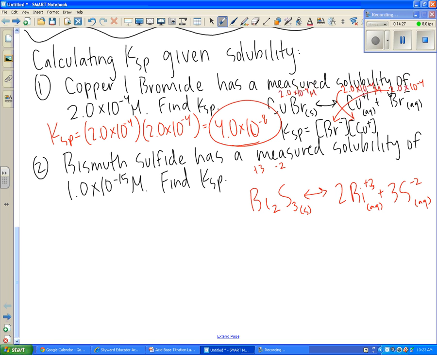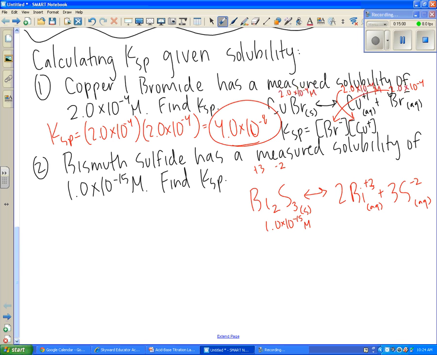Now, if the solubility of this is 1.0 times 10 to the minus 15th molar, that means we can dissolve 1.0 times 10 to the minus 15 moles in 1 liter. When we have that saturated solution, how many bismuth ions and how many sulfide ions would we have? Well, think about this, guys. Let's say this represents my 1.0 times 10 to the minus 15th moles that I'm going to put in 1 liter.